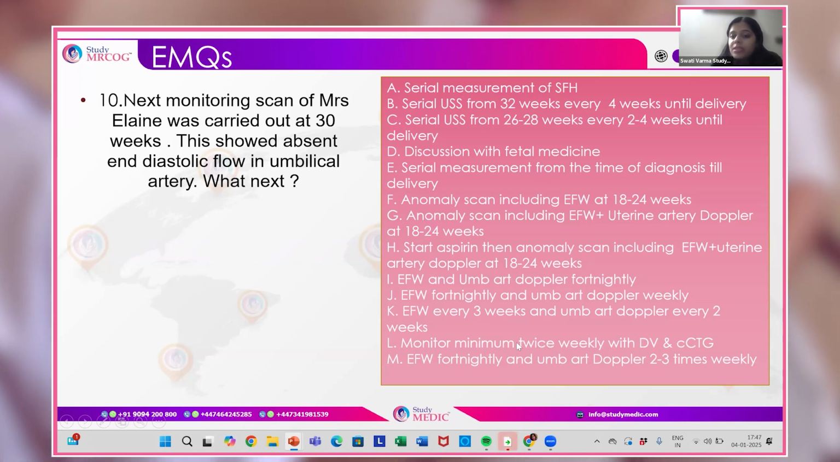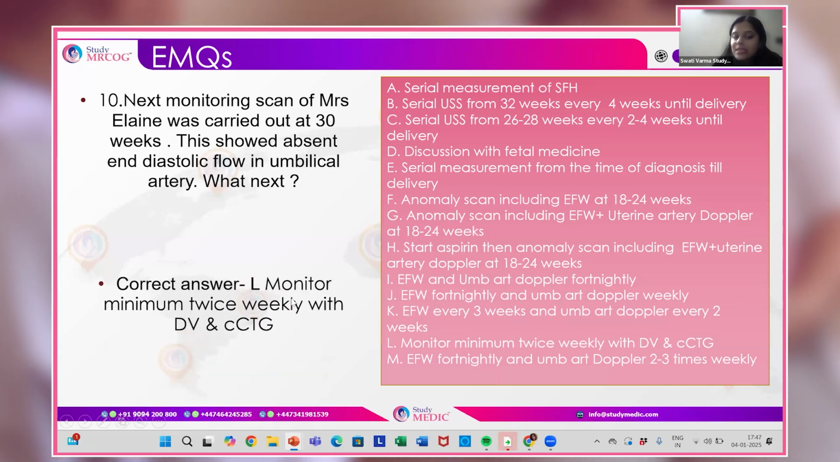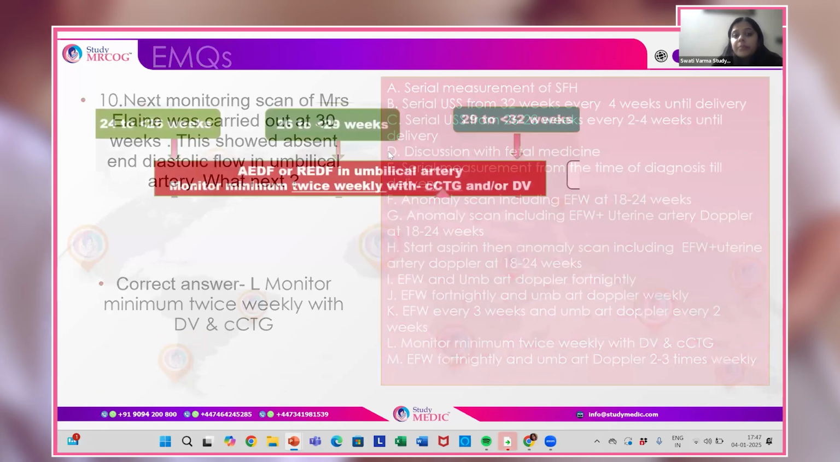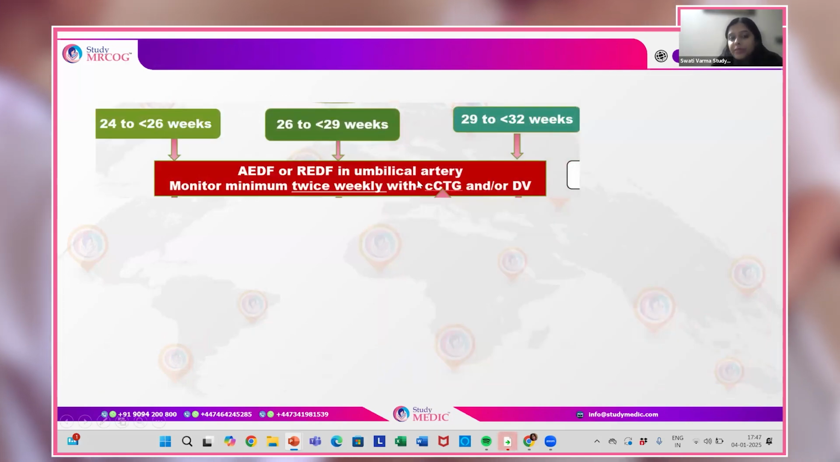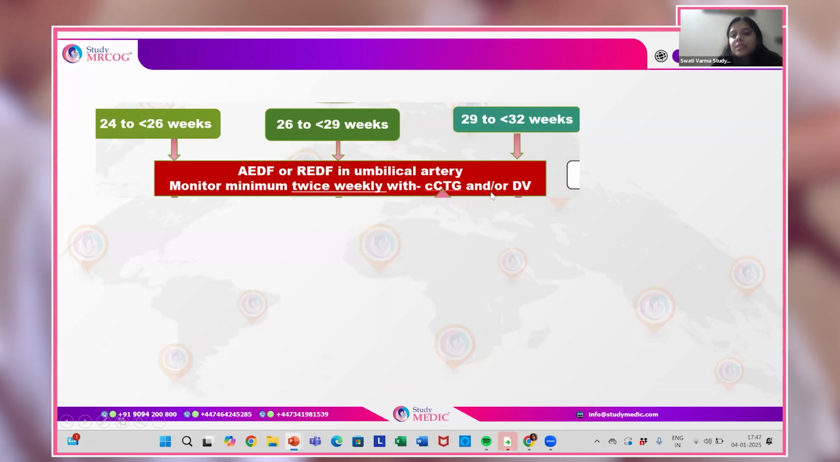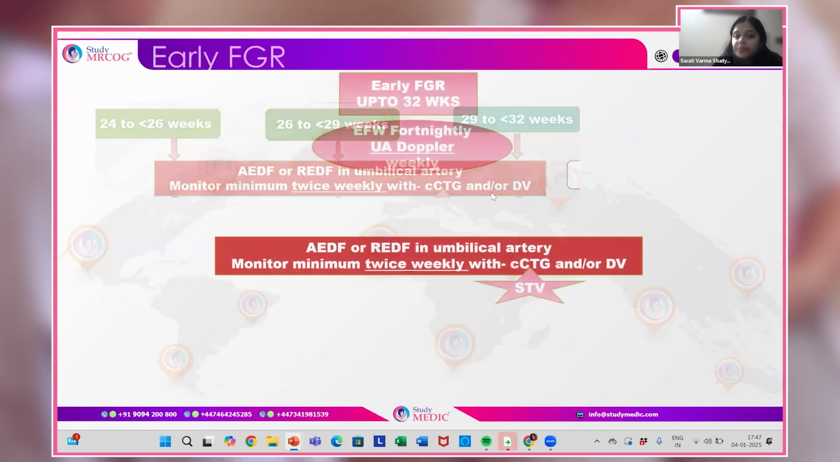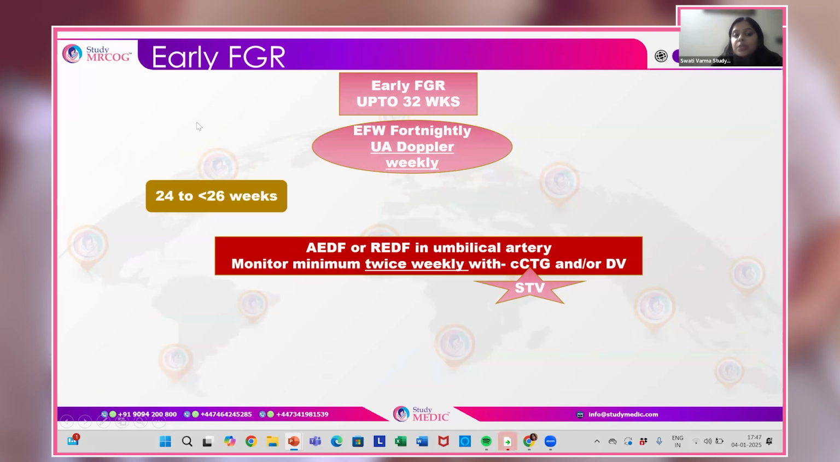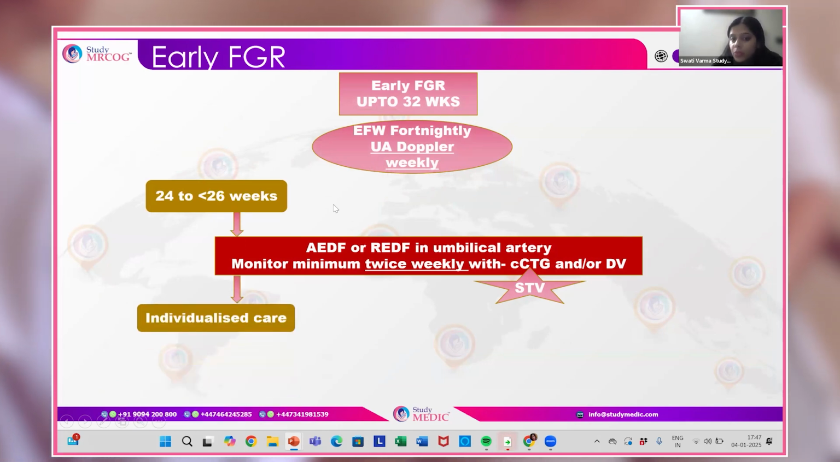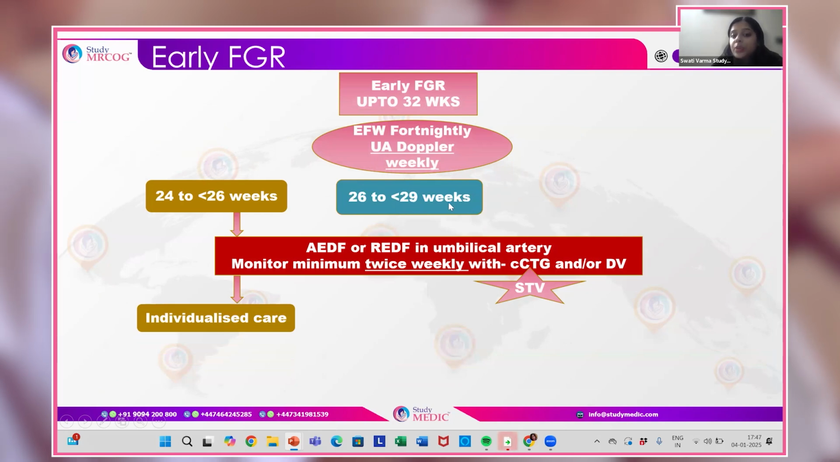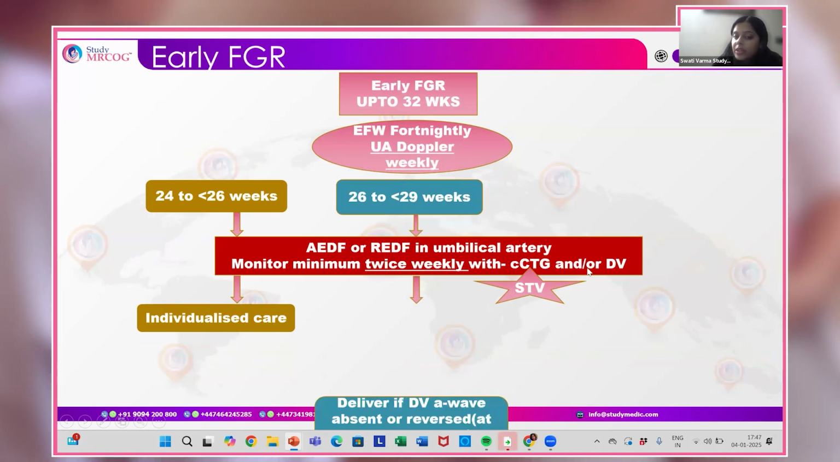So if we look at the options, the best would be monitor minimum twice weekly with ductus venosus and computerized CTG. So the correct answer is L. Please remember, AEDF or REDF in umbilical artery requires more frequent monitoring, twice weekly with CCTG and/or DV. If she is between 24 to 26 weeks, you will provide individualized care. If she is between 26 to less than 29 weeks, you will offer her CCTG and/or DV.